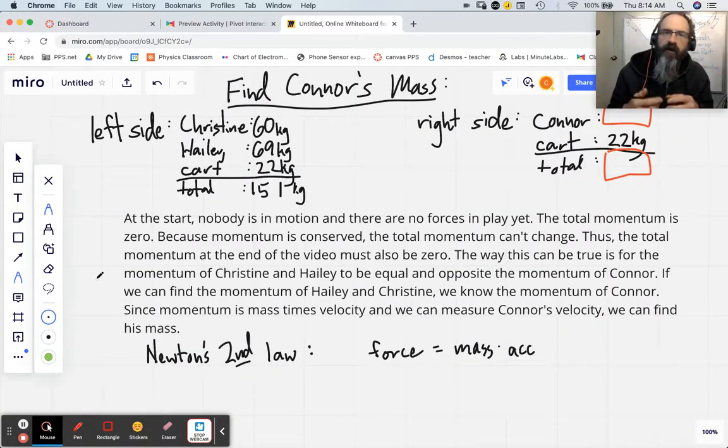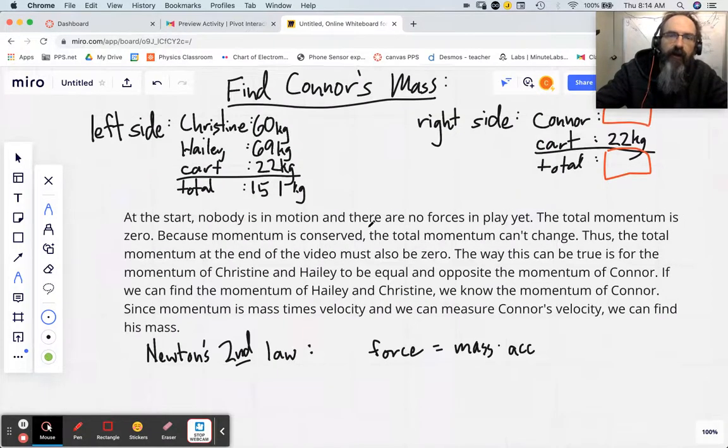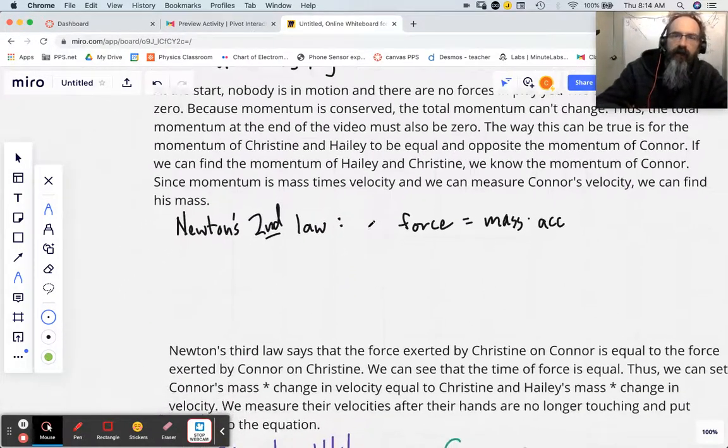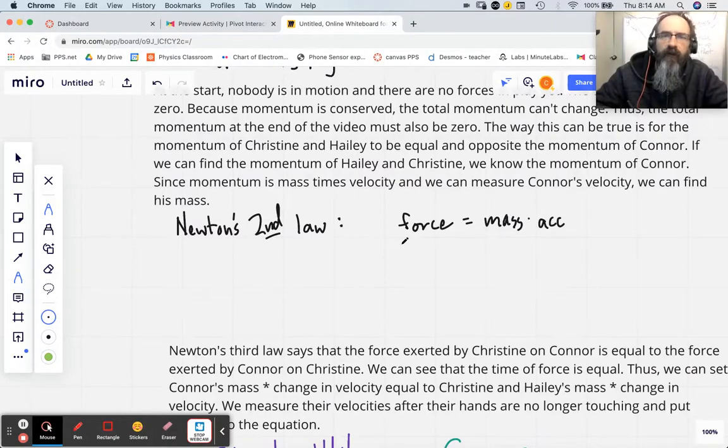If we can find the momentum of Haley and Christine, or something related to it, we know the momentum of Connor. Since momentum is mass times velocity, and we can measure Connor's velocity, we should be able to find his mass. So I'm going to look at Newton's second law for a moment here and rearrange it, actually. Change it up a little bit and make it more useful to us, perhaps.